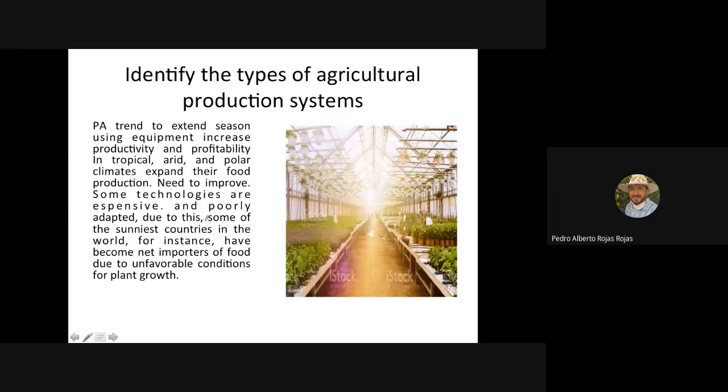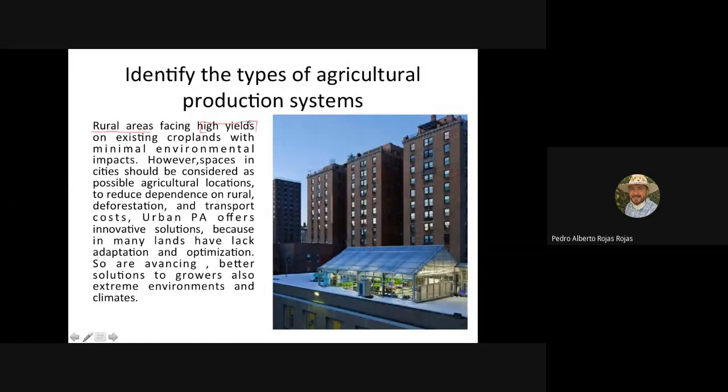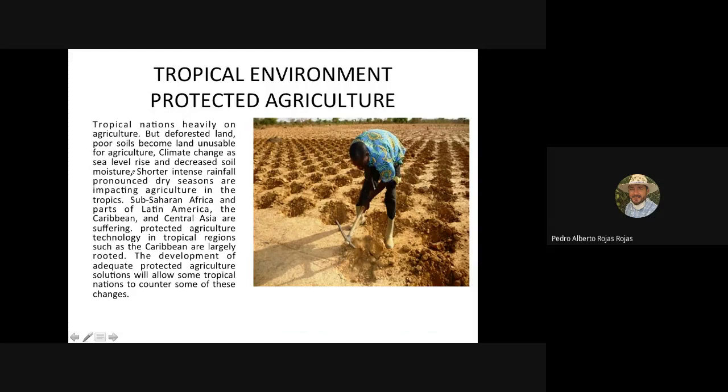We also identified the importance of the rural areas facing the high yields, but also in the urban cities, there are some important areas that could be used for protected agriculture. In the city, they are innovating better than in the farm areas. We talked about tropical nations that have a big problem with the dry seasons, and how sub-Saharan Africa and parts of Latin America are using protected agriculture to improve their food.